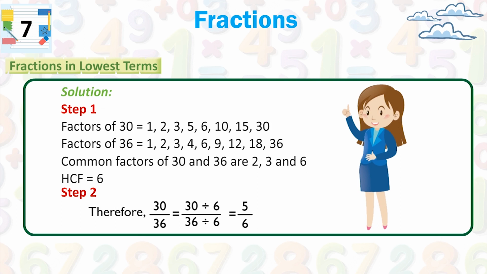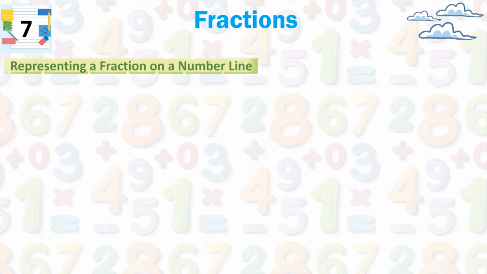Step 2. Therefore, 30 upon 36 is equal to 30 divided by 6 upon 36 divided by 6, which is equal to 5 upon 6.